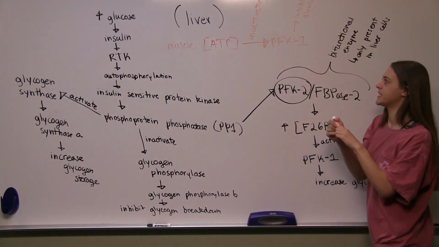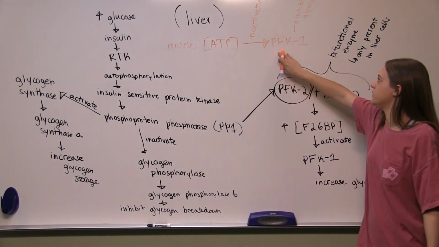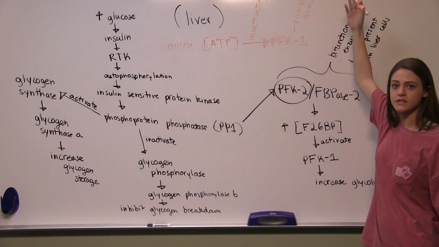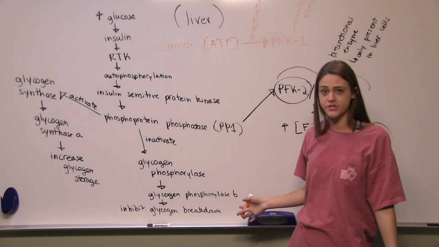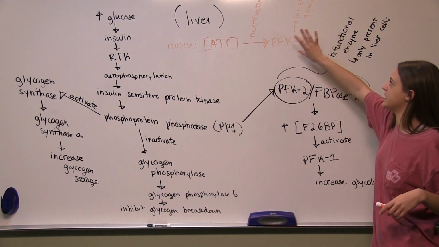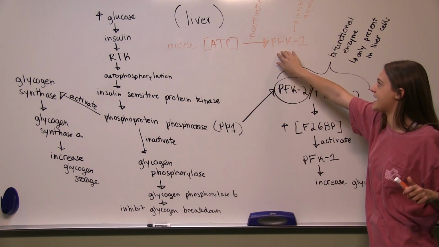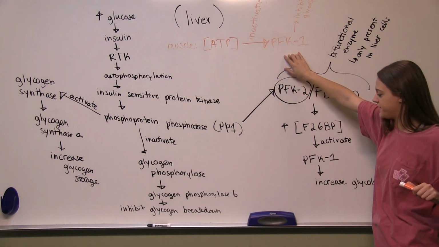And this makes sense because if you already have a lot of energy, then you don't need glycolysis to occur because glycolysis is used to create more energy. But here we have a low energy demand, so we are satisfied with the amount of energy we have, so we can inhibit glycolysis by inactivating this PFK1.